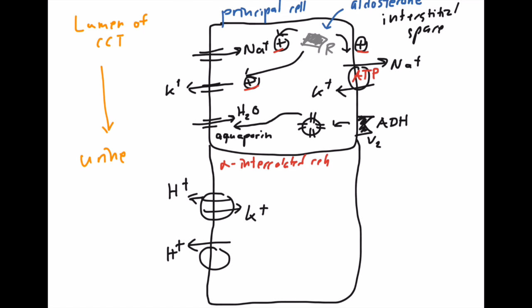It'll secrete H+ and reabsorb potassium. So in terms of potassium, it's the opposite of the principal cell. It has a basolateral exchanger here, but that's for bicarbonate and chloride. Okay, so why is this important?